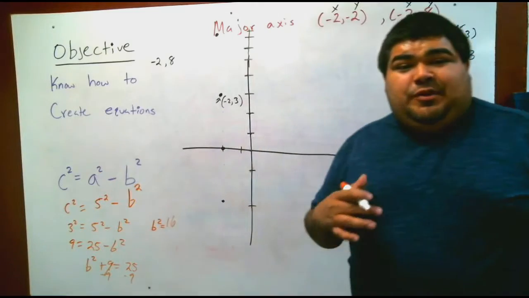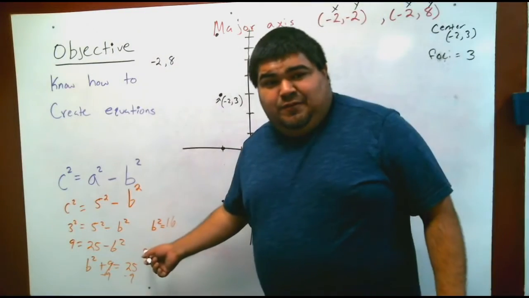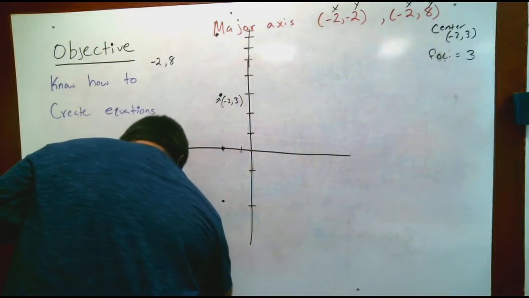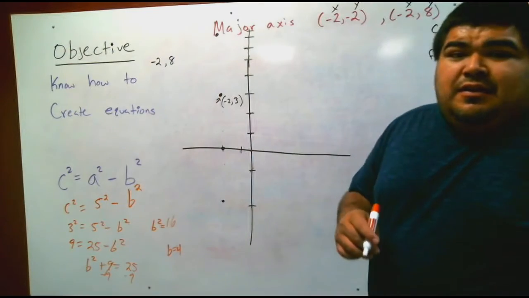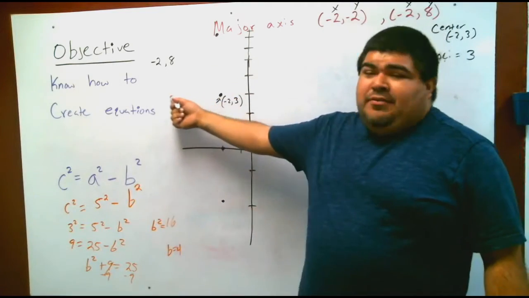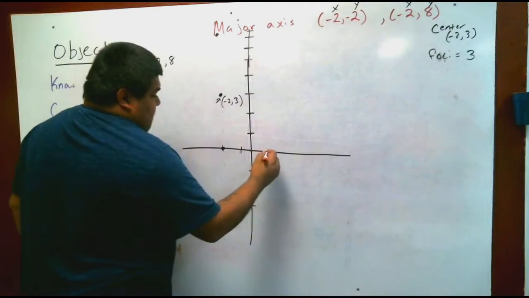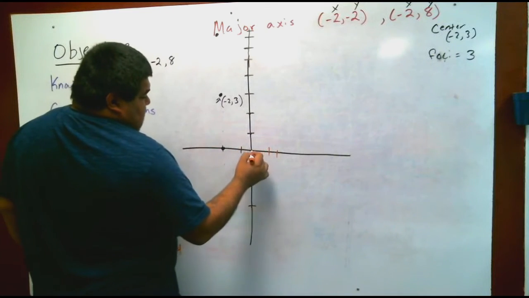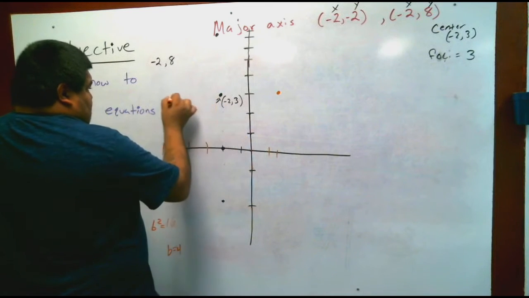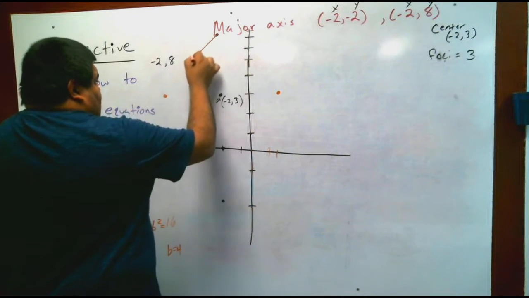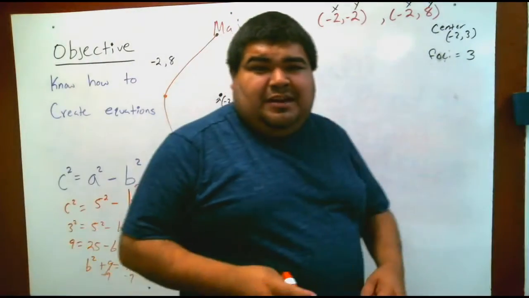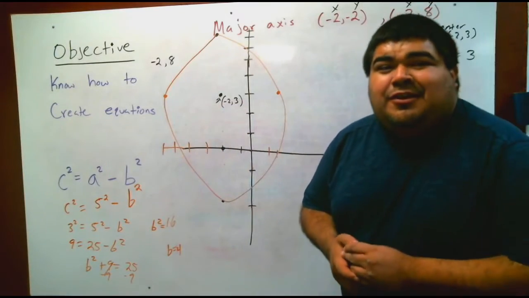So now that we know what B squared is, we can solve for just B if we take the square root. So the square root of 16 is 4. So B equals 4. So we know that the distance from the center to the edges of the minor axis is 4. So we can say 1, 2, 3, 4, and then 1, 2, 3, 4. So our ellipse looks like this. Obviously, it's supposed to be kind of like an ellipse, but again, this is not art.